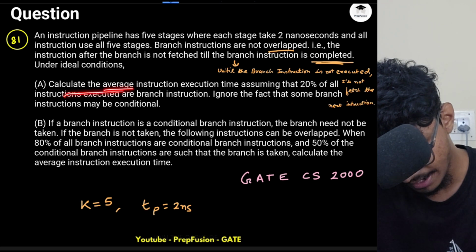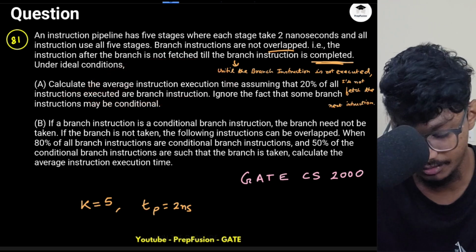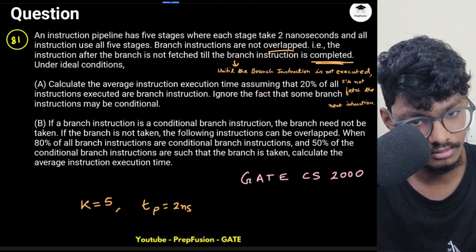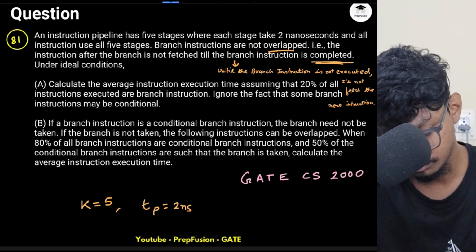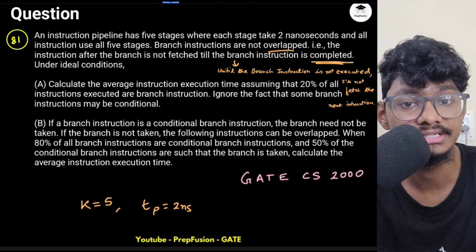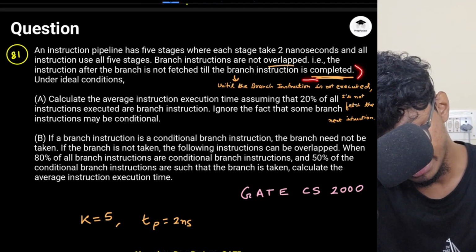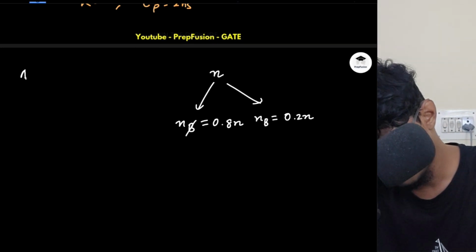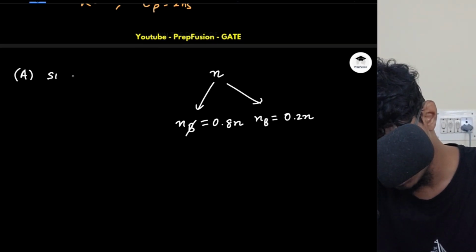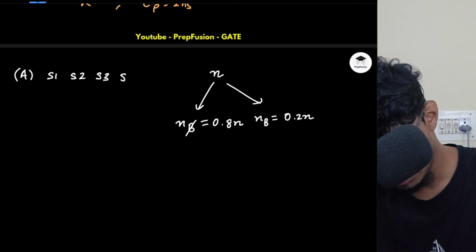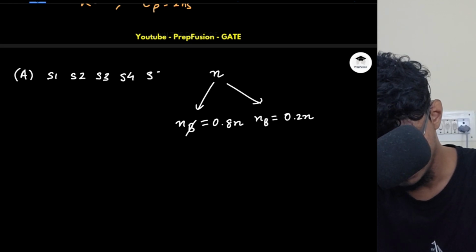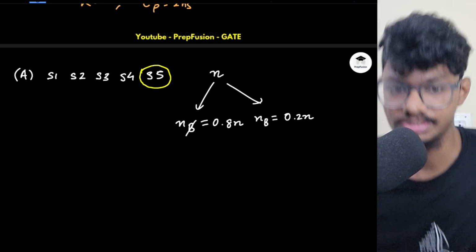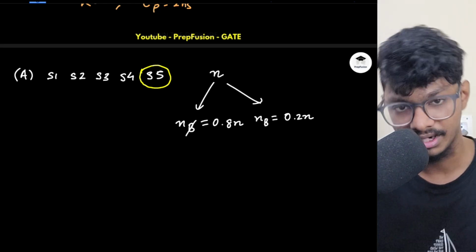They are asking me to find the average execution time, assuming 20% of all instructions are branch type instructions. Let's first solve the first one. When does the branch condition get evaluated? They have told me the branch condition will be evaluated after the instruction completes. For option A, I have a total of 5 stages, S1 to S5, and only after the branch instruction is completed can I start the next instruction fetch. So stage 5 is the time at which the branch instruction is completed.